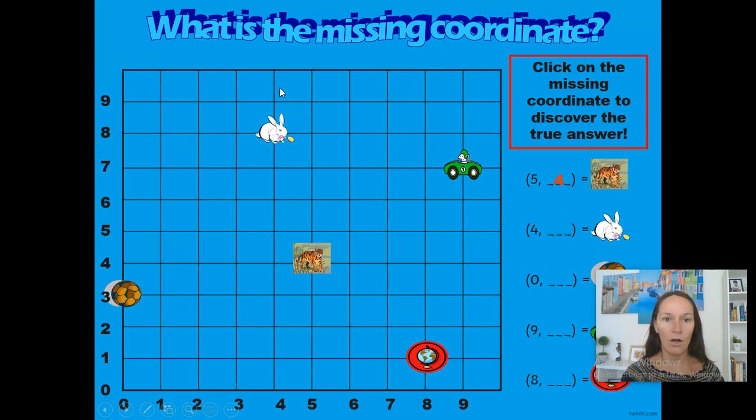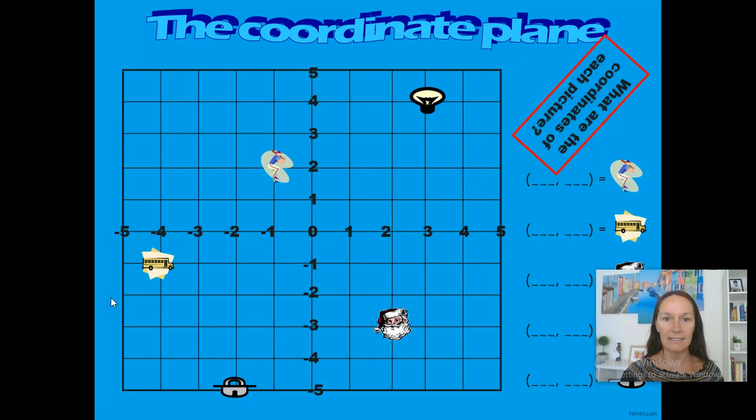4, 8. There you see. We'll do one more together. This is a tricky one, the football one. Some people get a little bit confused with this one. But it's 0, still 0, and up 3. Okay, let's move to the next slide.